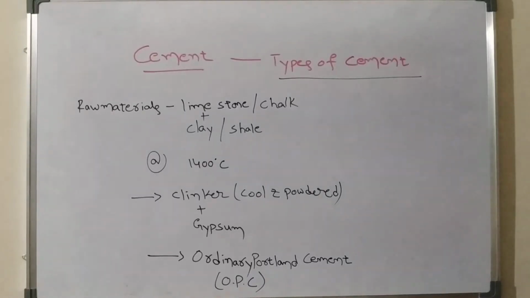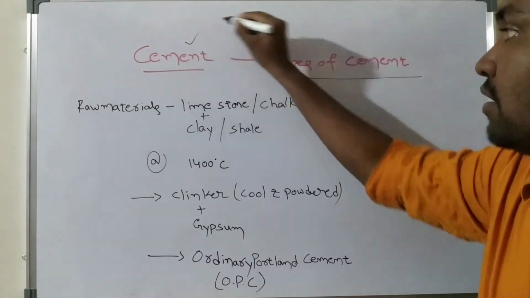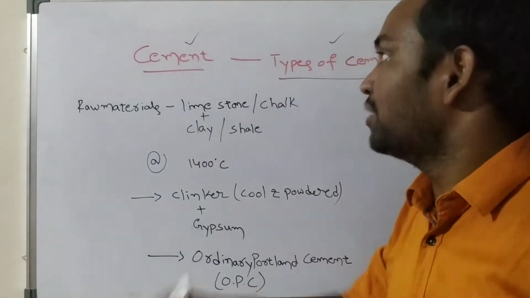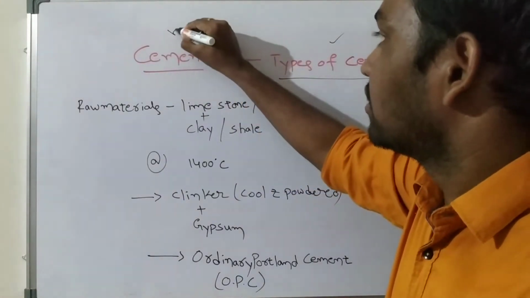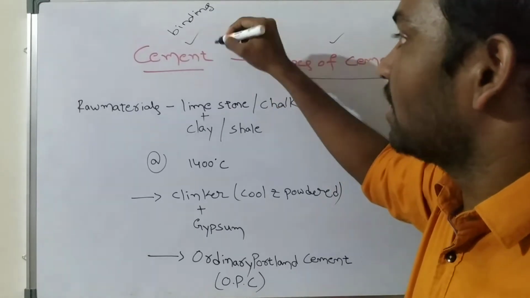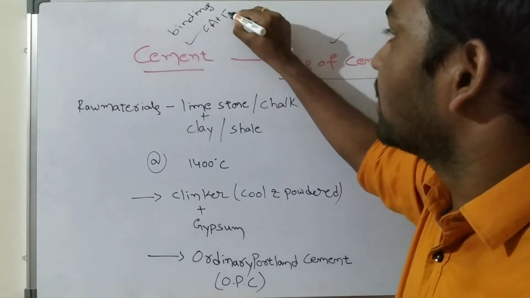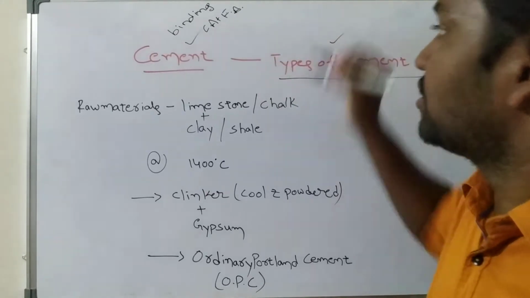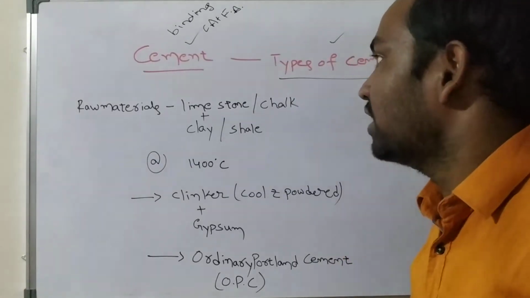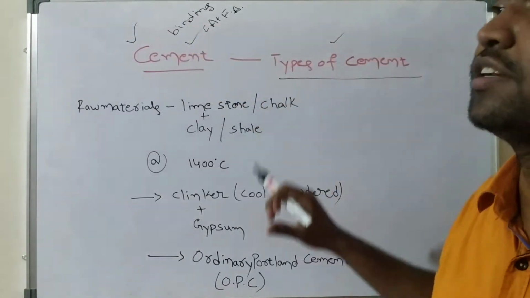Everyone, in this session, we are going to discuss cement and different types of cement. We all know that cement is a binding material. It is used in concrete for binding the coarse aggregate and fine aggregate. The durability of concrete and the durability of a structure will completely depend upon the quality of cement and type of cement used in it.